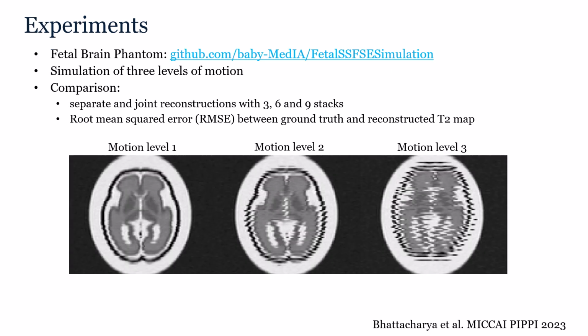To assess whether joint reconstruction improves the accuracy of the reconstructed T2 maps, we simulated motion-corrupted fetal brain data using our modified FaBiAn simulator. We simulated 3 different levels of motion: minor, moderate, and significant. We compared ground truth and reconstructed maps of separate and joint reconstructions by calculating root mean squared error.